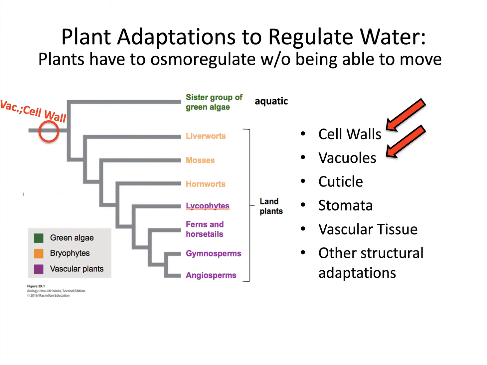So first, let's talk about cell walls and vacuoles. Remember, these are specific traits that plants have evolved. If you were to put these traits onto the phylogenetic tree of these different groups of plants, you'd see that these are the most ancestral trait shared by all green plants. So all these green plants have vacuoles and cell walls. This is a very ancestral trait shared by plants for water regulation.